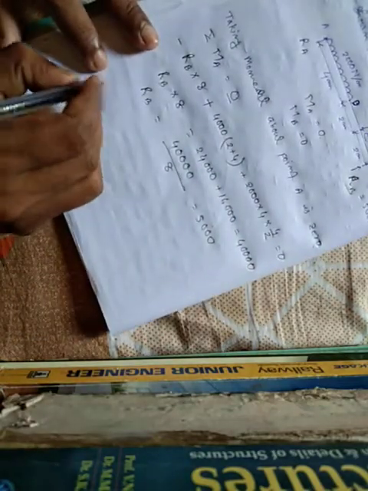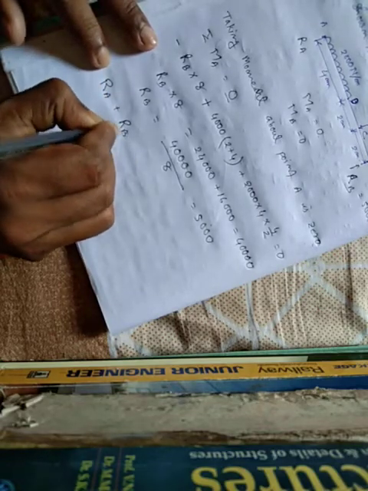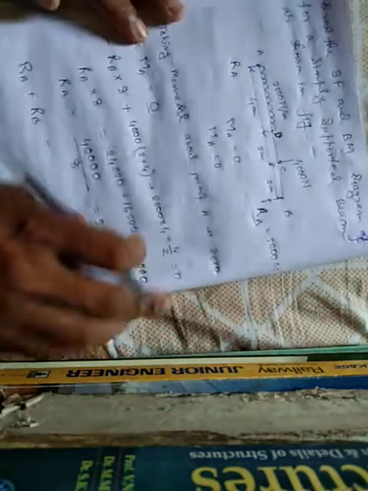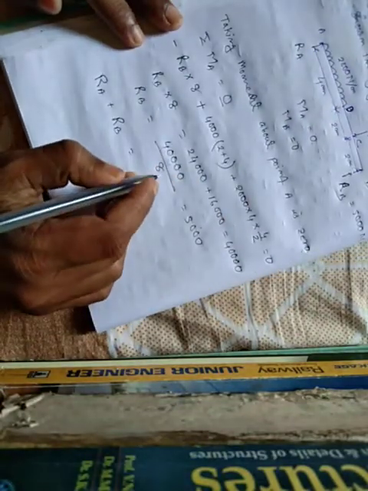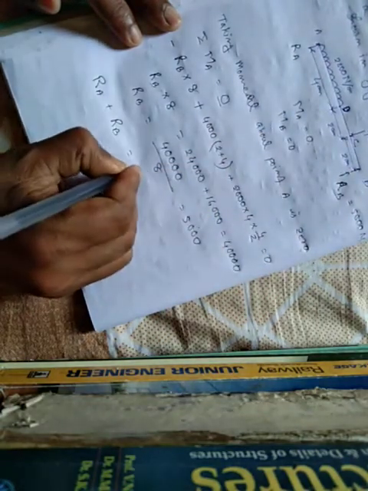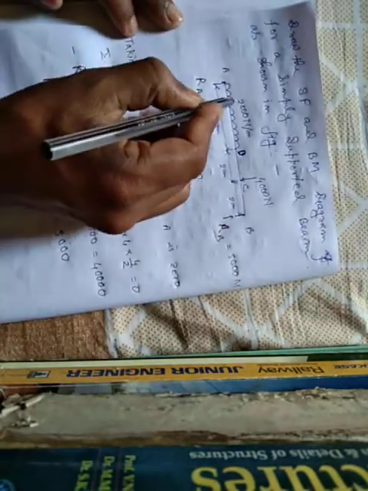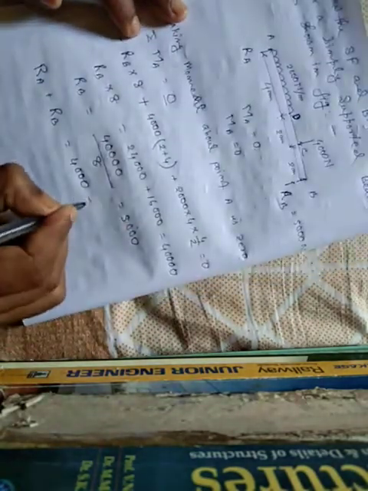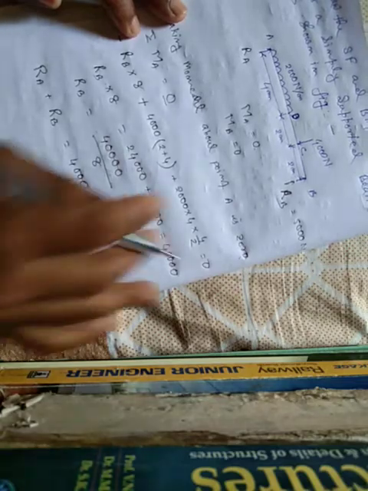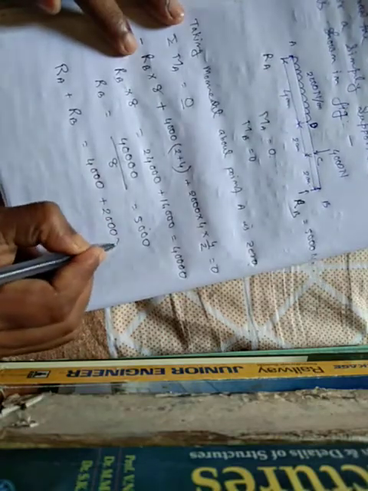Now find out RA. RA plus RB is equal to the total load applied on the beam. The total load is, the point load is 4,000 and the uniform distributed load is 2,000 plus 2,000. The uniform distributed load is applied up to 4 meter length of the span, into 4.